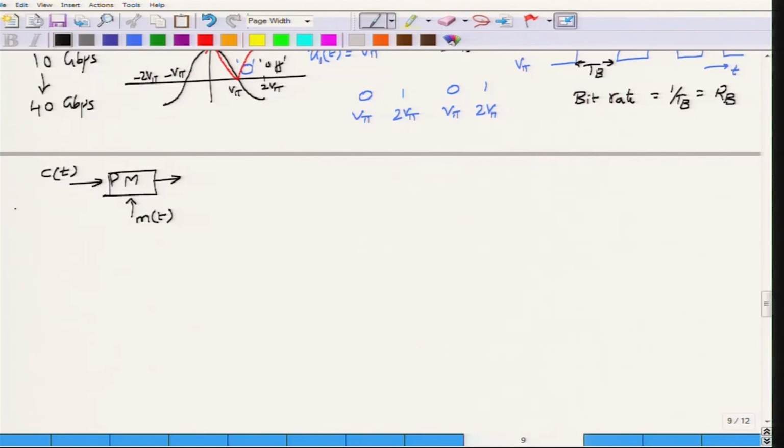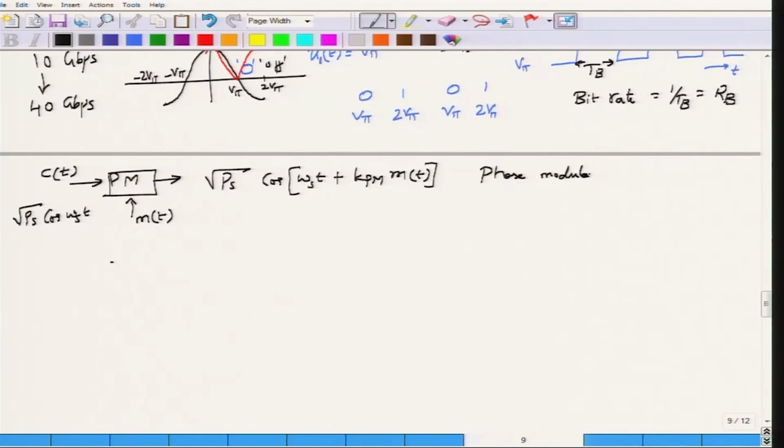So, let us assume that C of t is square root Ps cos omega st. If I assume that the carrier is square root Ps cos omega st and m of t is the message signal that I am applying, then the output of this would be square root Ps cos omega st plus some constant Kpm, where Pm stands for phase modulation, times m of t. This is the sinusoidal carrier whose phase is being modulated or changed according to this m of t. This is the phase modulator functional relationship.